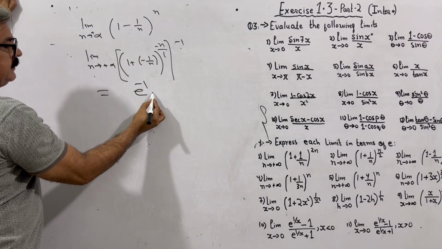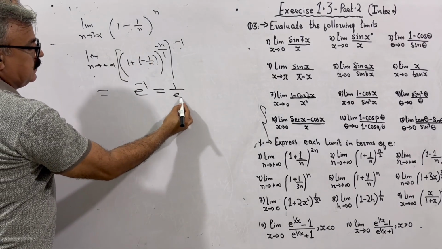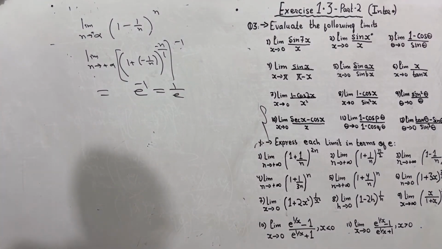E raised to minus 1, or it can be written as 1 over E. 1 over E is our answer in that case.